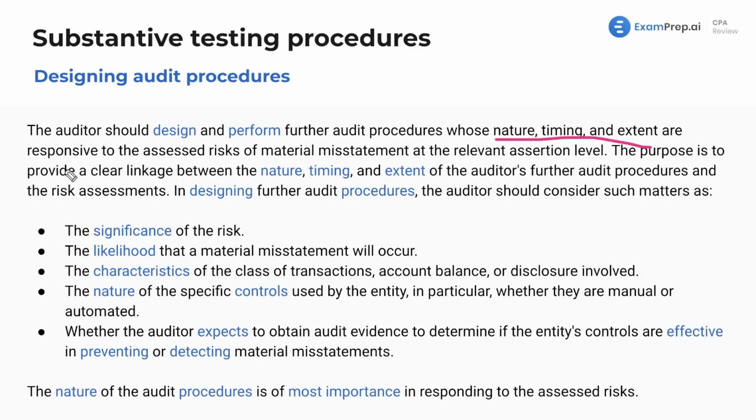The purpose is to provide a clear linkage between the nature, timing, and extent of the further audit procedures and the risk assessments. In designing the further audit procedures, what should we consider? Well, we should consider the significance of the risk, the likelihood in each particular account that a misstatement could occur. If every year their debt account has a misstatement, that is something to take into account, and we should possibly test debt more. The characteristics of the class of transactions, account balance, or disclosure involved.